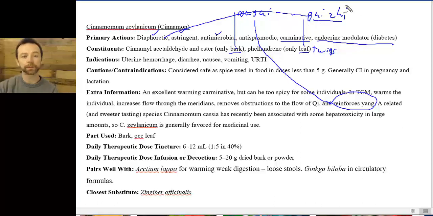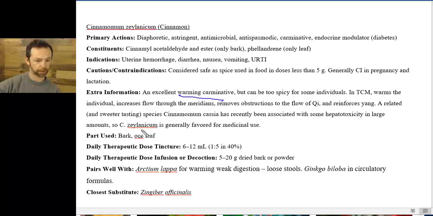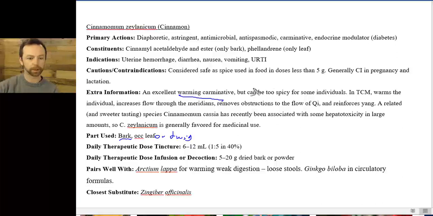So there are a couple of differences in how we use it in TCM and how we use cinnamon, but here we're mostly using it as a warming carminative. So we're talking about the bark predominantly. We've actually got down here bark, occasionally leaf or twig. But we're talking about the bark when we talk about what we've got in here and our main uses.